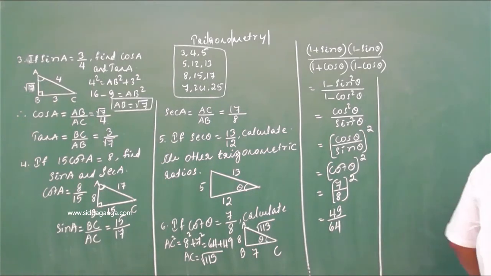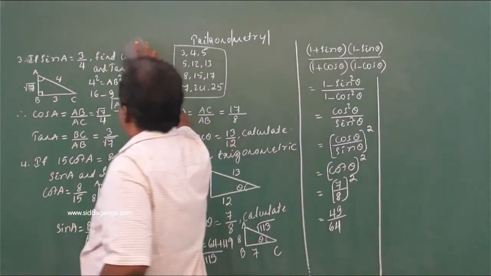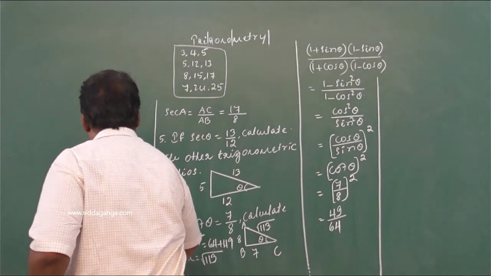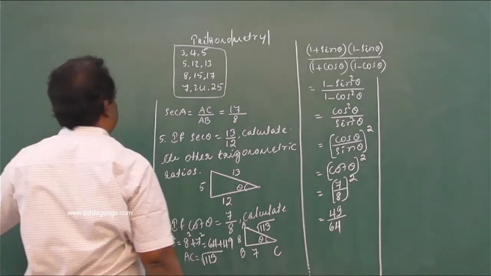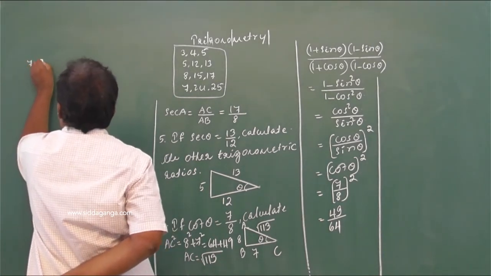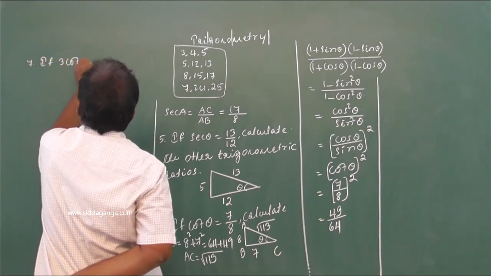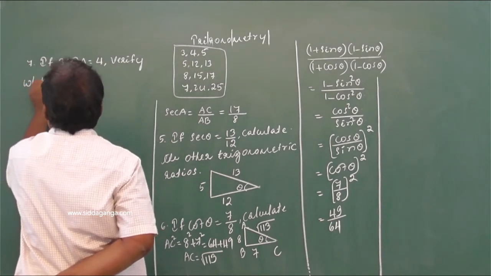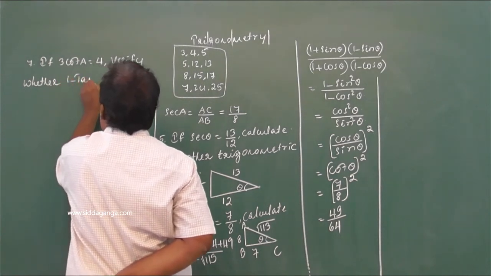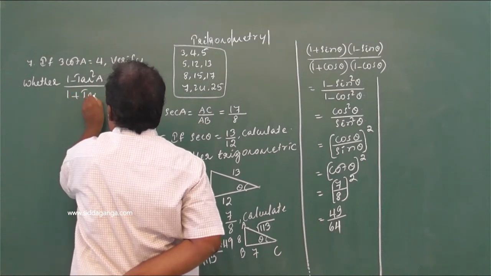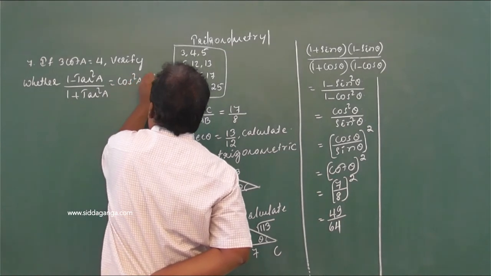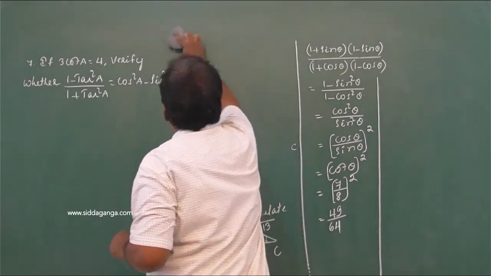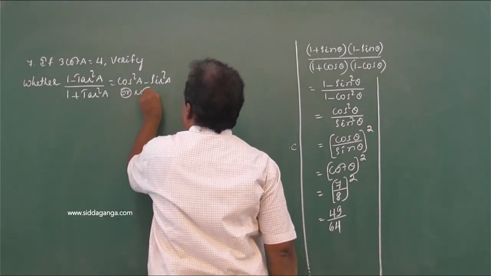Next. If 3 cot A is equal to 4, verify whether (1 minus tan square A) by (1 plus tan square A) is equal to cos square A minus sin square A, or not.